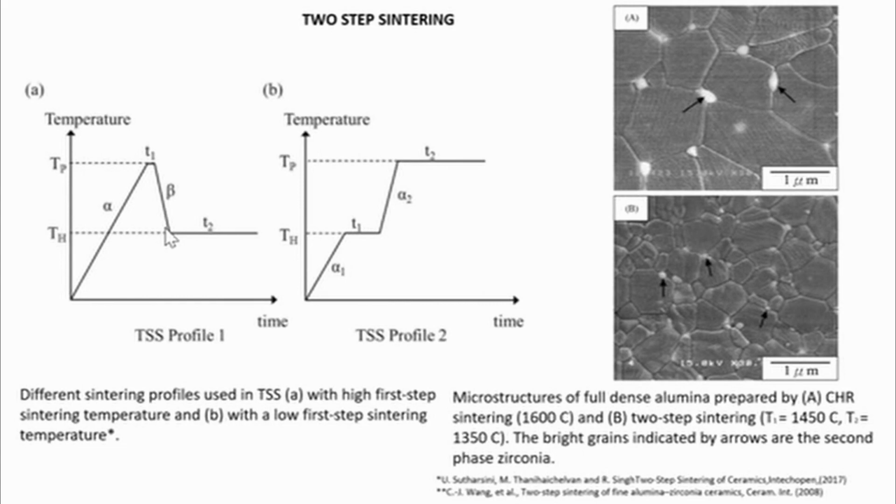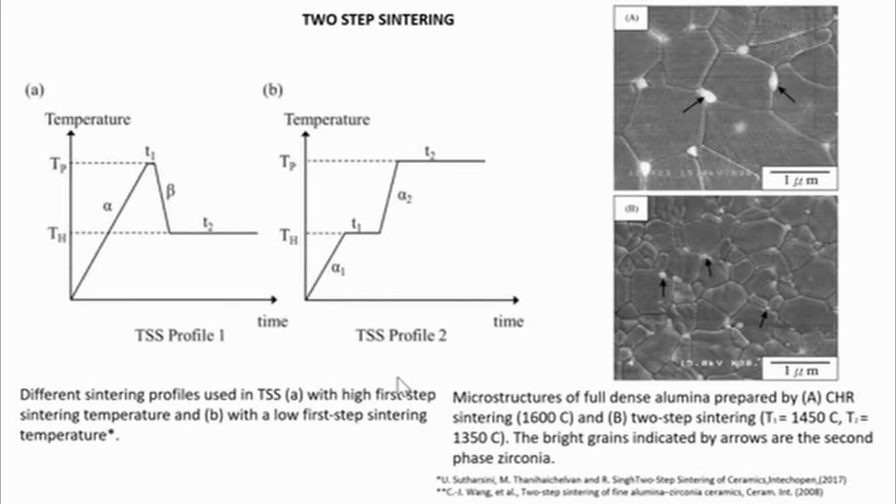Two-step sintering consists of heating the sample in two stages, as we can see. Different sintering profiles were applied in two-step sintering. Generalized diagrams you can see here. These are the common diagrams of two-step sintering techniques.